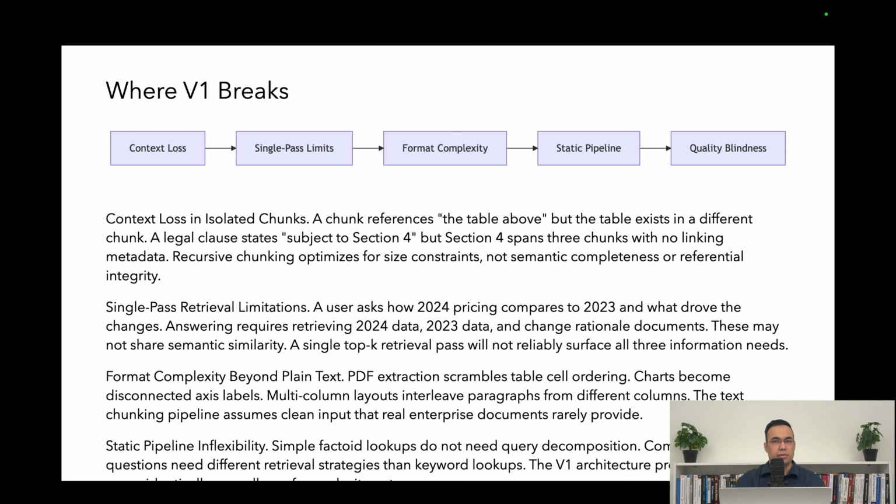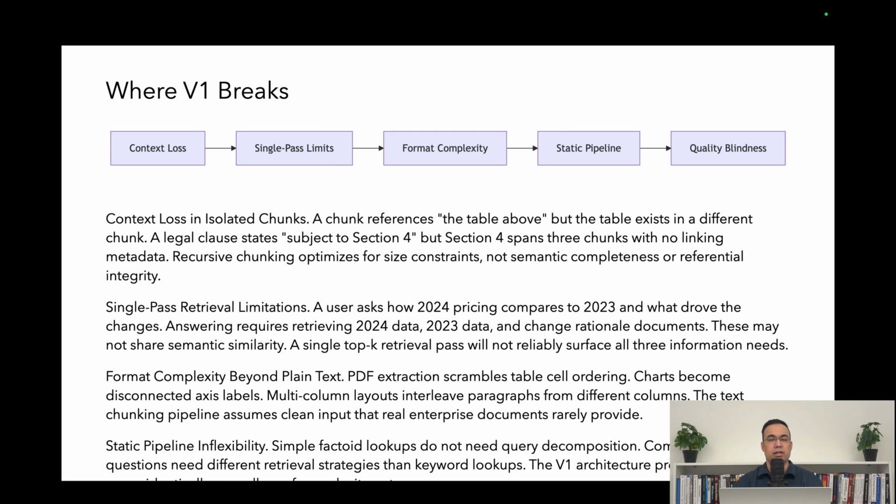Let's talk about where the V1 architecture breaks down. Understanding these failure modes is essential because each section of this video directly addresses them. The first failure category is context loss in isolated chunks. A chunk references the table above, but the table exists in a different chunk. Let's say a legal clause states, subject to section 4. But what if section 4 spans 3 separate chunks? Recursive chunking optimizes for size constraints, not semantic completeness.